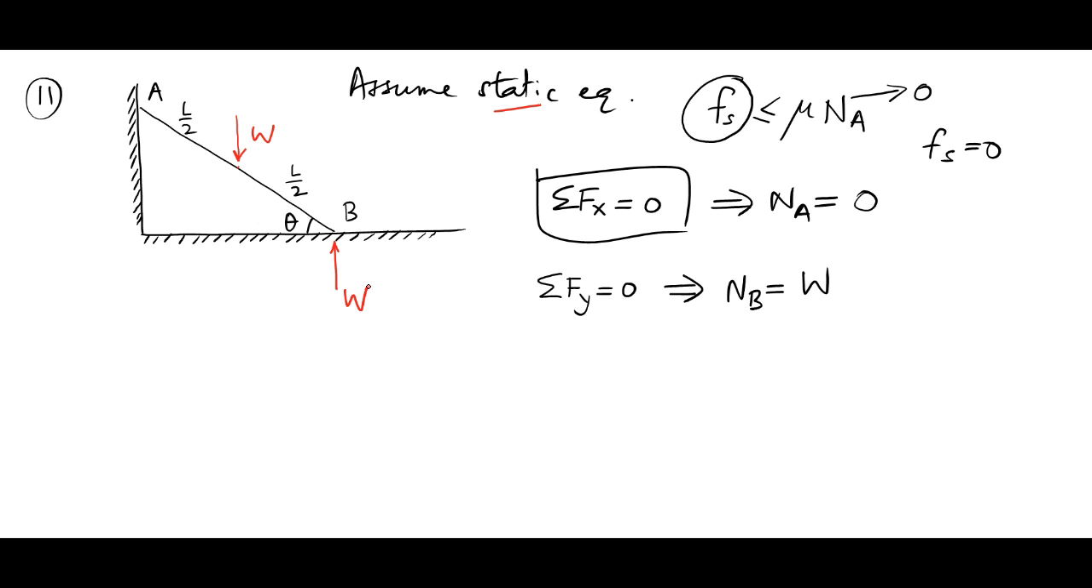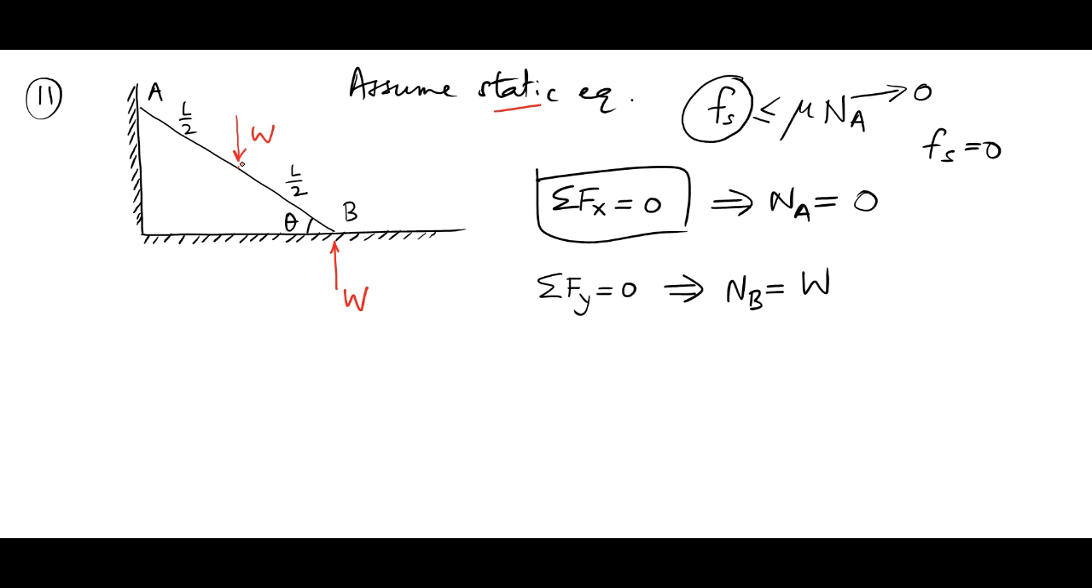So I have reached a stage where I can no longer apply any force equation. I've already utilized sigma Fx and sigma Fy equal to 0, and the FBD has got quite simplified. There are two forces, each of magnitude W.